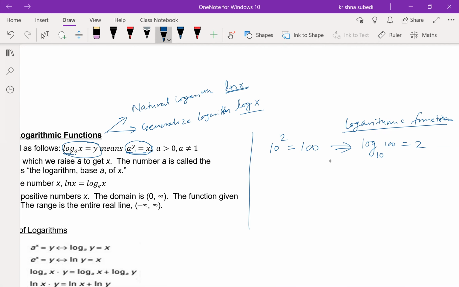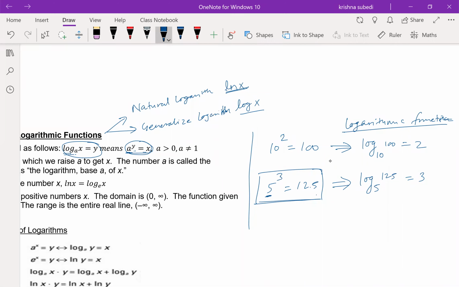Suppose you are given 5 cubed equals 125. I think you are much more familiar with this type, but we can write the same thing using a logarithm, okay? If you want to use the logarithm, that's going to be log, the base is 5, the base will remain the same, and you switch the power and the 125. So that will be log base 5 of 125 equals 3.